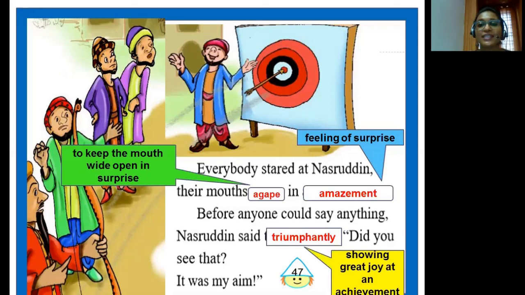Now, here is the assignment for you. Pick any two paragraphs, record your reading of the paragraphs and post it to my personal WhatsApp number. While you record, I want you to give a proper introduction.